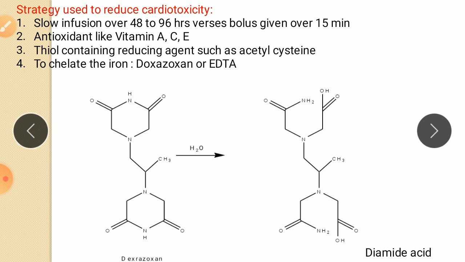So it is the main antidote for anthracycline toxicity, that is dexrazoxane or ADTA. So here first it is activated by hydrolysis in two steps and converted into diamide acid, which chelates the Fe2+. So that is about the anthracycline derivative.